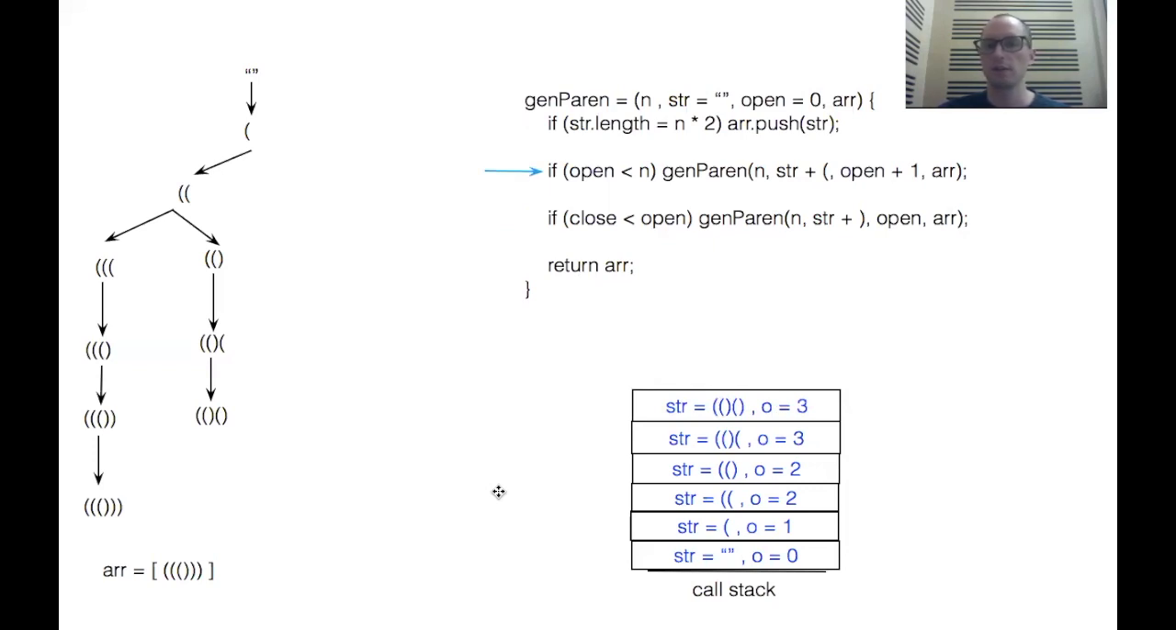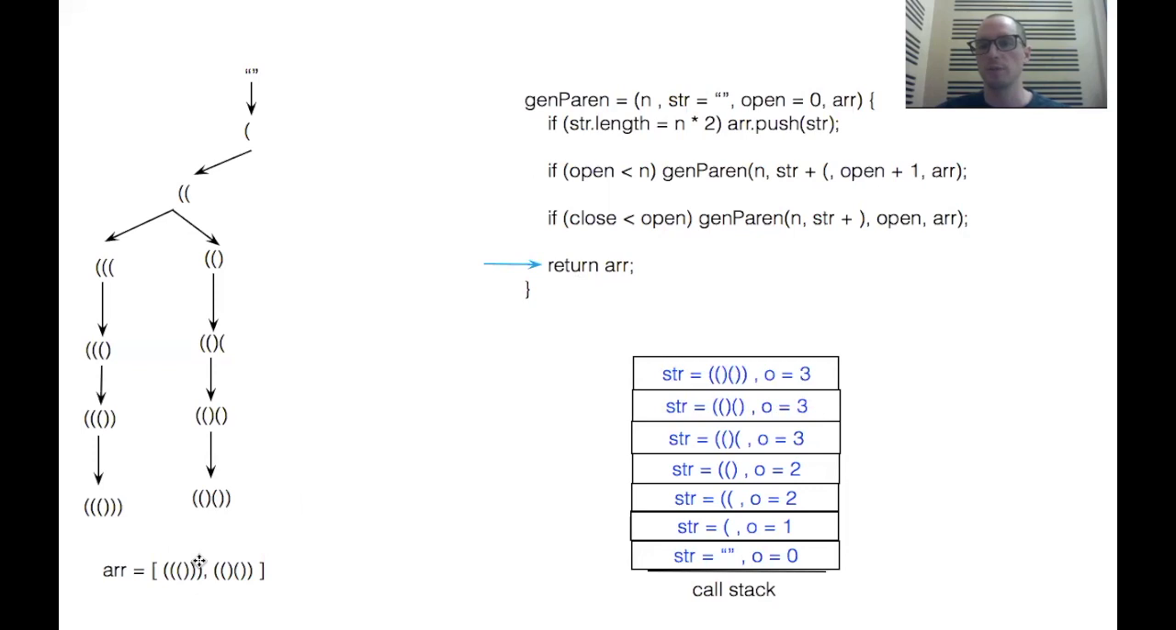Our string is not the right length. Our opens are 3. Our closes are still less than our opens, so we'll push another call to that onto our stack. And now we've reached another leaf, right? So we're going depth first. We've reached the bottom of our tree again. Our string is the right length, n times 2. So we'll push that into our answers array. We'll go to the next line of code. We can't add any more parens, so we'll skip through all this.